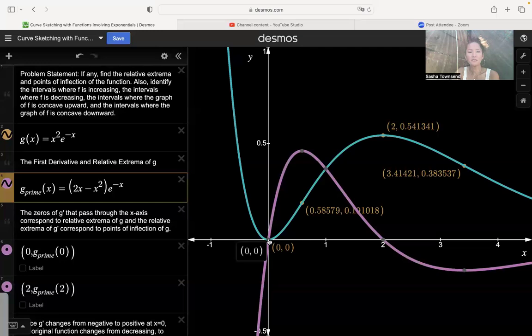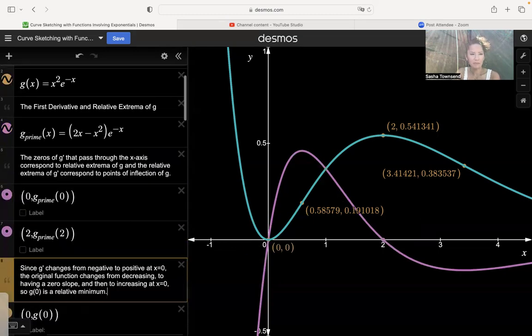So we see the first derivative is 0 at 0, and it's also 0 at 2. So by the first derivative test, x equals 0 and x equals 2 are critical points of the function. Now, since the first derivative changes from negative to 0 to positive at x equals 0, that means the original function goes from decreasing to having a 0 slope to increasing. So the original function should have a relative minimum there. And that's actually what we see.